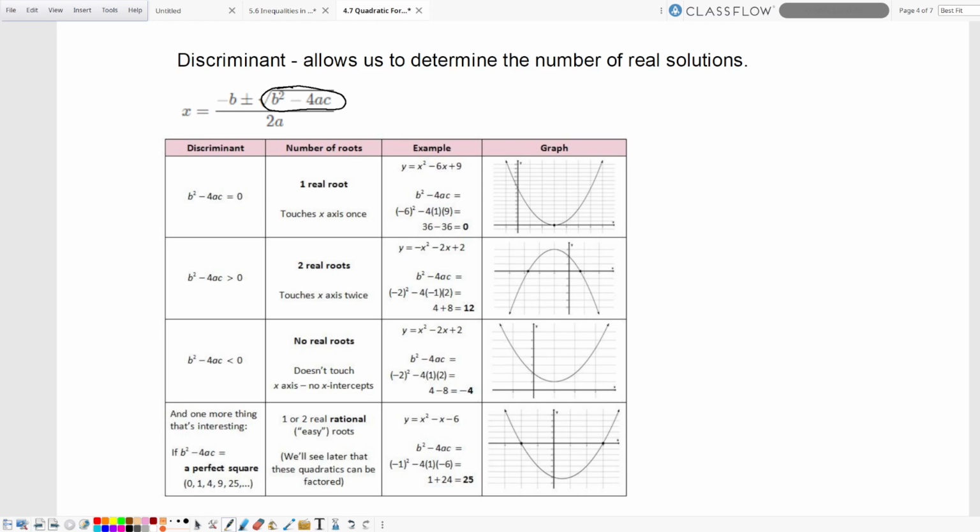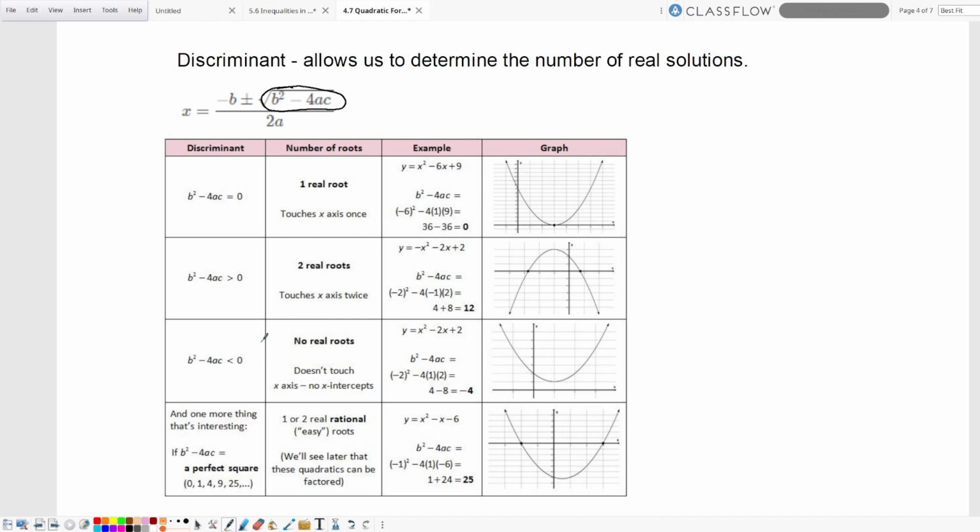If we take the discriminant and we get a number that is larger than 0, then what that means is that I have 2 real roots, and that means that I pass through the x-intercept twice.